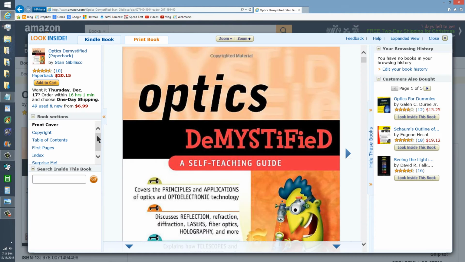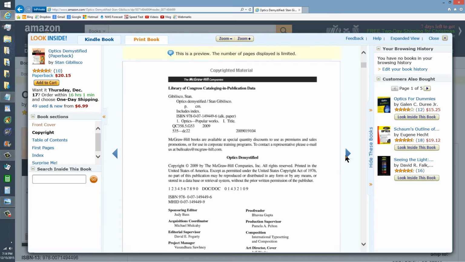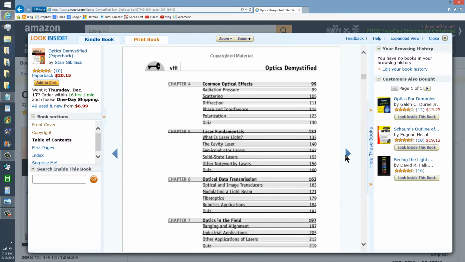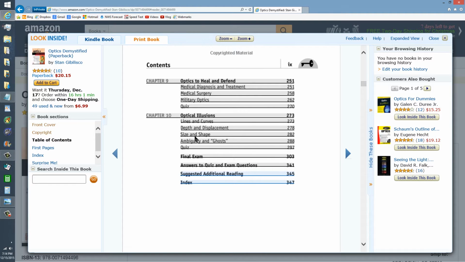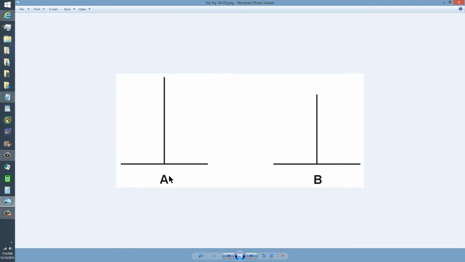You can look inside the book on this page and decide whether or not it's something you want to buy. You can see the table of contents, and in particular chapter 10. And I'll show you a few drawings now from chapter 10 in Optics Demystified.